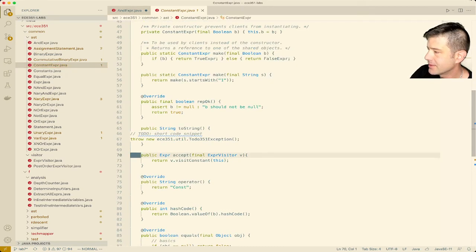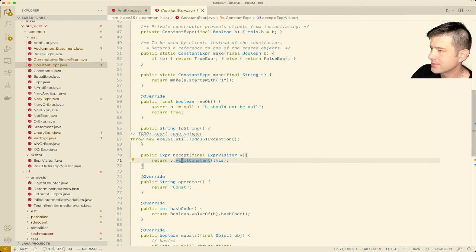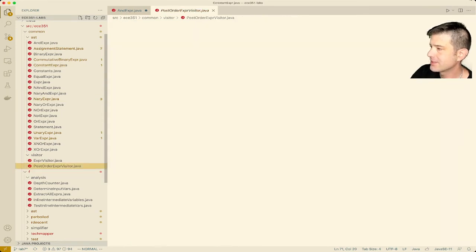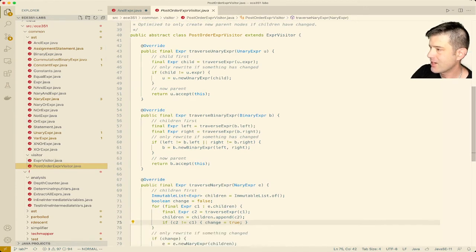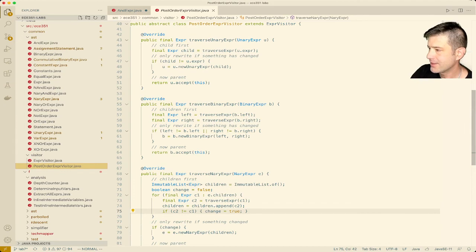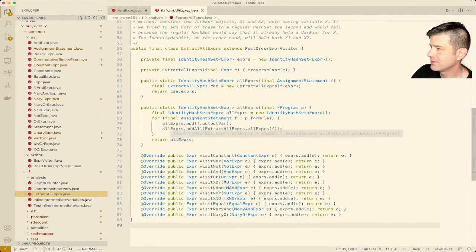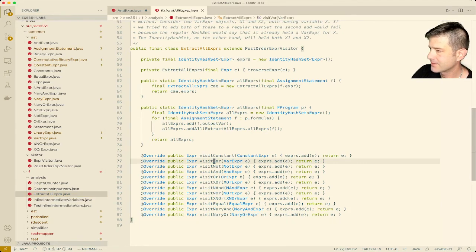There's an accept method, and the accept method simply calls an appropriate visit function. That's it. It's not recursive. It's very simple. It just uses polymorphism to call a method with the right type. And then in our example, we have a post order expression visitor because we'll often want to visit things in a post order way that implements how expressions are traversed. And that's it. Then the visitors that we create, if they're post order, then they simply extend the post order expression visitor and focus on the visit methods.